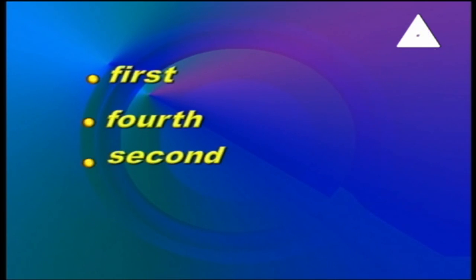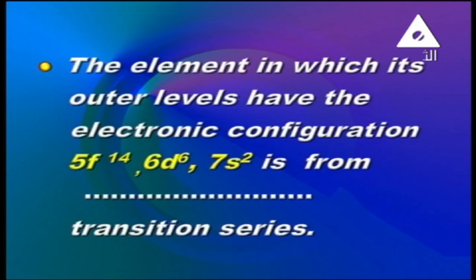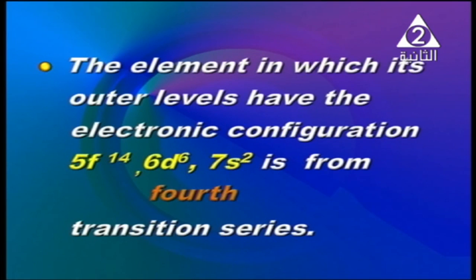If you are going to choose between these choices, first, fourth, second, or inner lanthanide, if you think about the answer, you will find that the element in which the outer level has the electronic configuration 5f14, 6d6, 7s2 is from the fourth transition series. It is from the main transition elements in the fourth transition series.